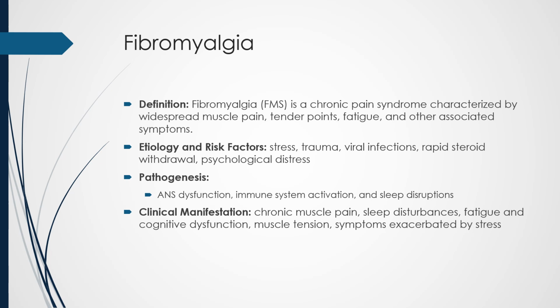Fibromyalgia may co-occur with conditions like hypothyroidism, rheumatoid arthritis, SLE, chronic fatigue syndrome, and depression, although the exact relationship between these conditions and fibromyalgia is still under investigation. Risk factors include stress, trauma, viral infections, and rapid steroid withdrawal. A family history or hereditary predisposition may also increase the likelihood of developing fibromyalgia. Psychological distress is often present, contributing to symptoms like anxiety and depression.